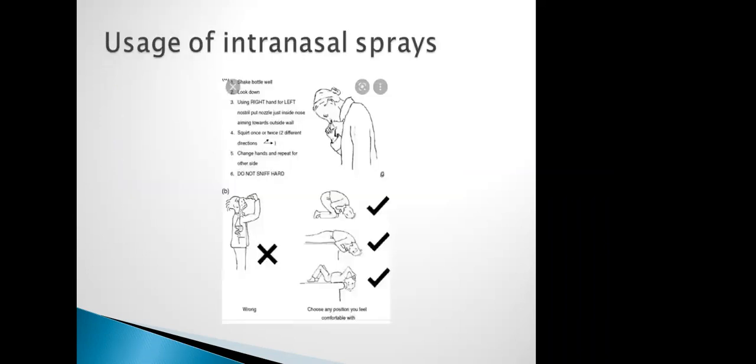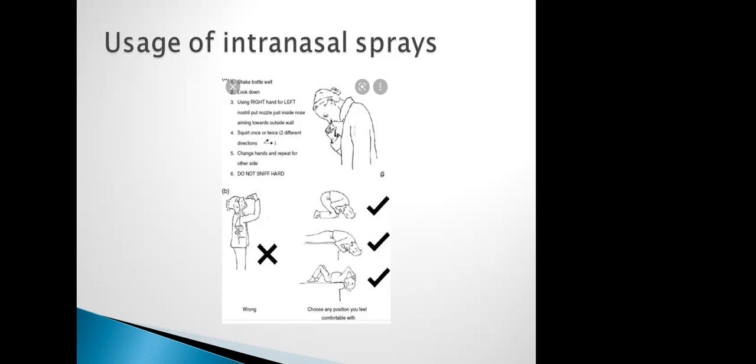How to use intranasal sprays correctly? The patient can be sitting. And for using the intranasal spray in the right nostril, always use the left hand, and for spraying in the left nostril, use the right hand. This will prevent inadvertent spraying in the nasal septal area.